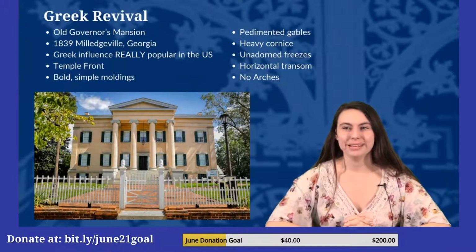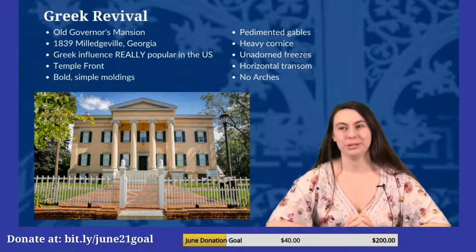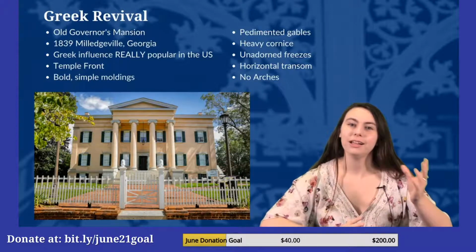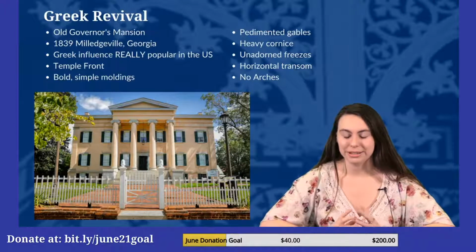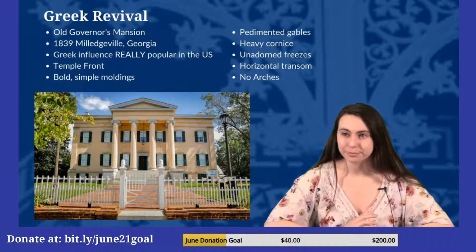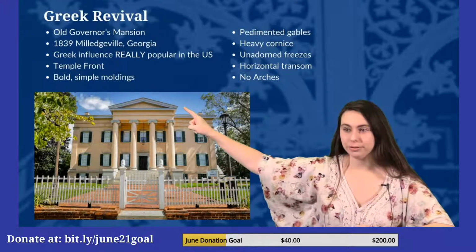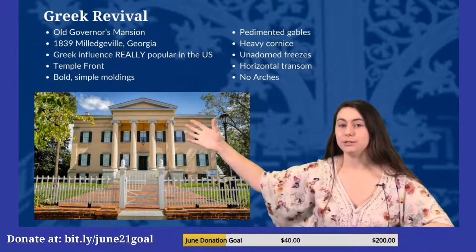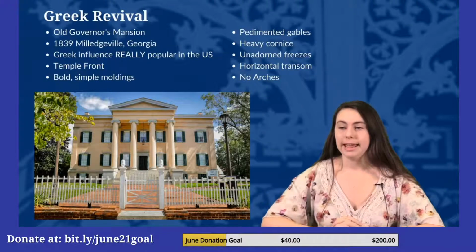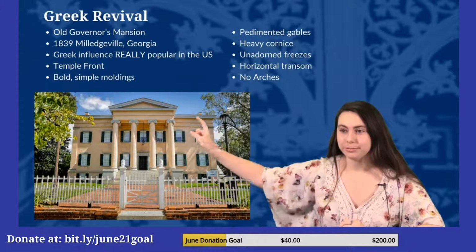But as I was saying, the Greek influence is really popular in the US. Some people think it was just because this was a very popular style and the US was experiencing a lot of economic growth. Some architecture historians think it's because America thought of itself as the new Greece. As you can see, they have the temple front here, and it's wide, it's tall, it is bold, it is loud, and it's very much drawing attention to itself.